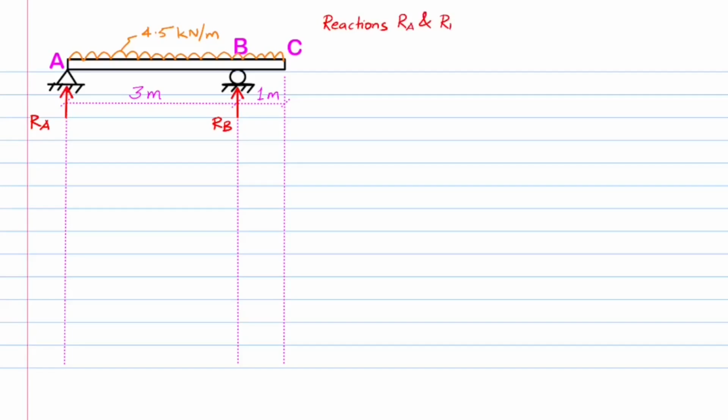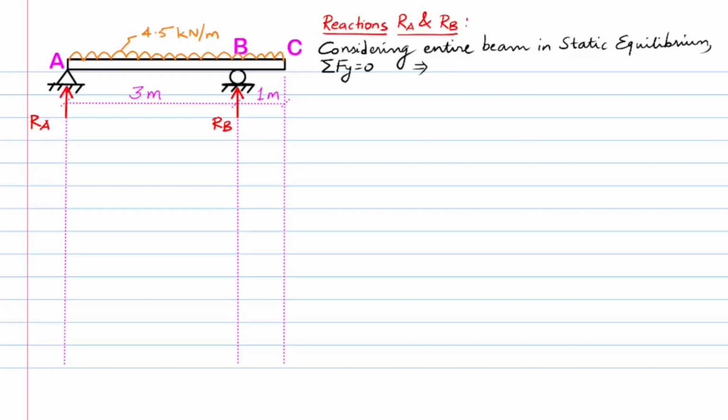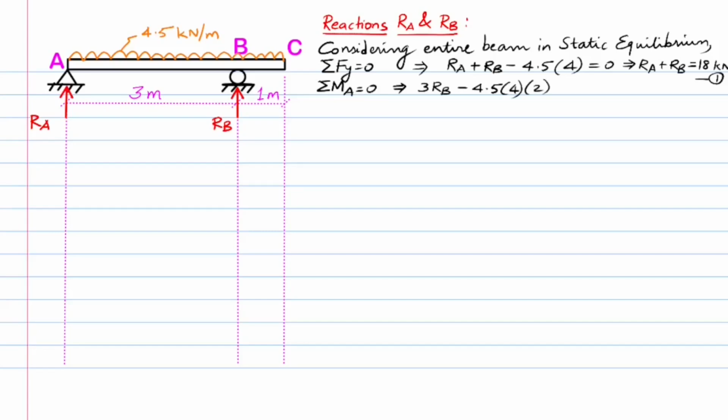To find the reactions, we consider the entire beam in static equilibrium. The first equation considers the balance of forces in vertical y direction, which gives RA plus RB equals 18 kilonewtons. Let's name this equation as 1 for later reference. The second equation considers the balance of moments, say about the end A, for which RB is found as plus 12 kilonewtons, positive sign indicating that the assumed initial upward value of RB is correct.